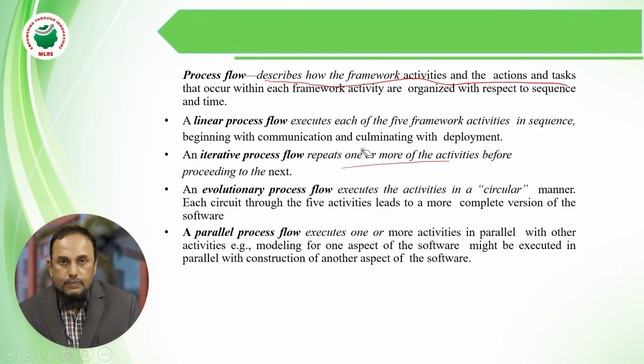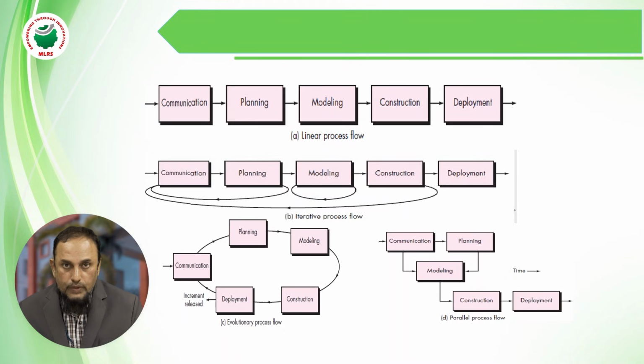In the evolutionary process models, the framework activities are executed in a circular manner. Coming to the second type of incremental model, the rapid application development model, the framework activities execute one or more activities in parallel with each other. Now we will see with the help of a diagram how the process flow happens. Linear process flow occurs in the waterfall model.